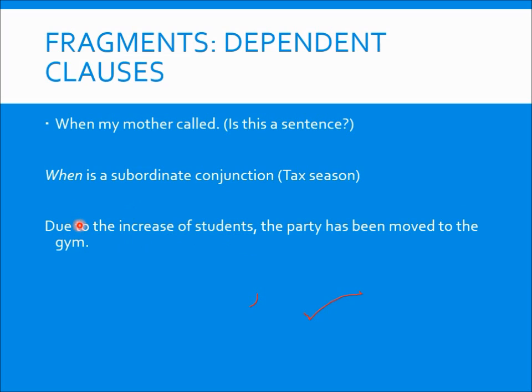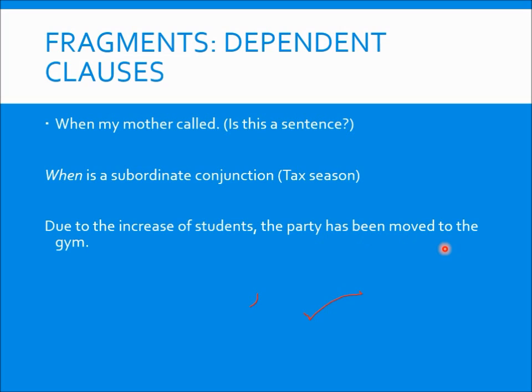So due to the increase of students, comma. Now here is the actual independent part, the actual sentence. The party has been moved to the gym. So these words, due to the increase of students, give you your dependent clause. These words, we go from the subordinate conjunction, due to, a comma. And then we give the actual sentence, the party has been moved to the gym. We have the subject here, the party, and the verb here is has been moved.